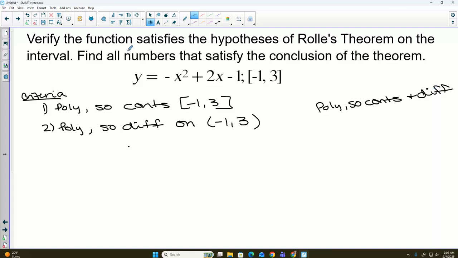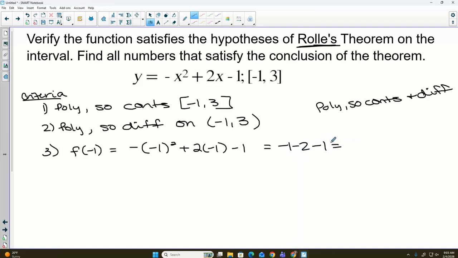All right, this is Rolle's theorem. Rolle's theorem has a third criteria. What is it? The endpoints have to be the same. So if I put in a negative 1, I'll just write this in function notation. So the opposite of negative 1 squared, 2 times negative 1 minus 1. So negative 4.